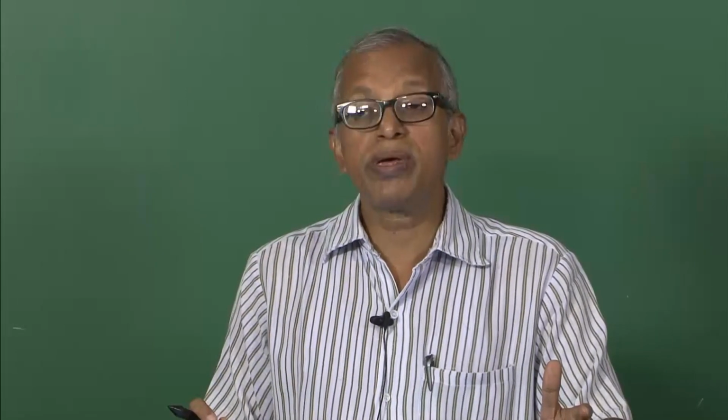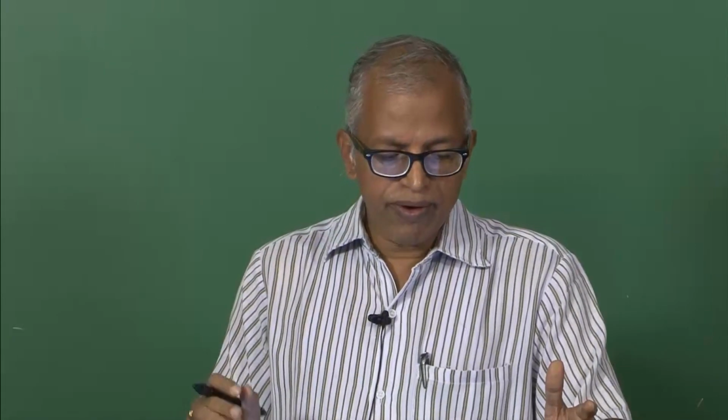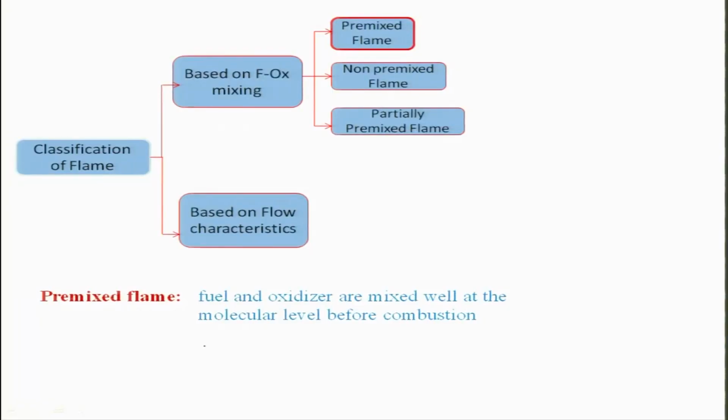The example you might know is the Bunsen flame, and it is Bunsen who brought this premixed flame into existence in this world. Otherwise, most of the flames in nature are diffusion flames. But the man-made flame is basically the premixed flame. It has good properties, and it also has certain bad properties.